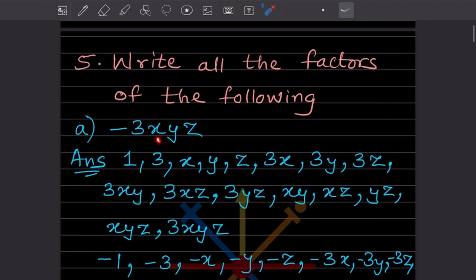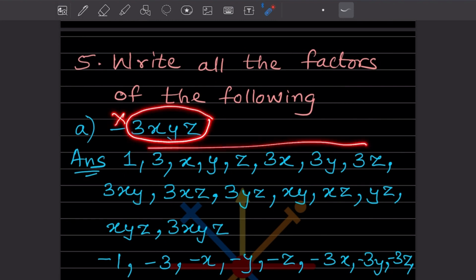Then again we can take this into this, x into y. Then we can take x into z. Then y into z, that is yz. Okay, then all 3 together, x, y, z. Okay, and then what we can do, 3xyz. Is that clear? So these are the factors first, we don't consider this negative sign, only if we consider this one. Okay, these are the factors for that.